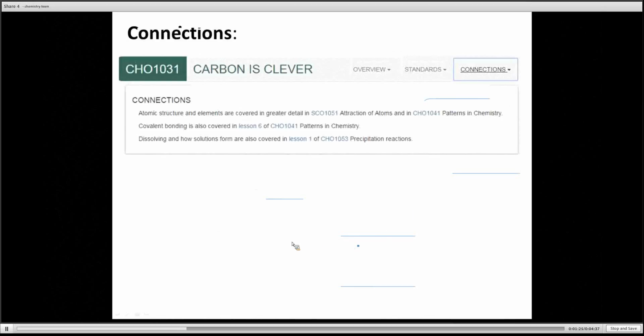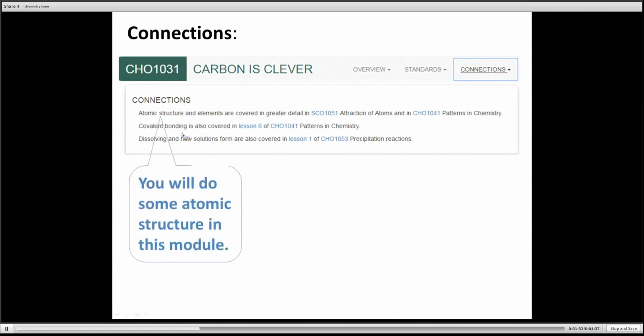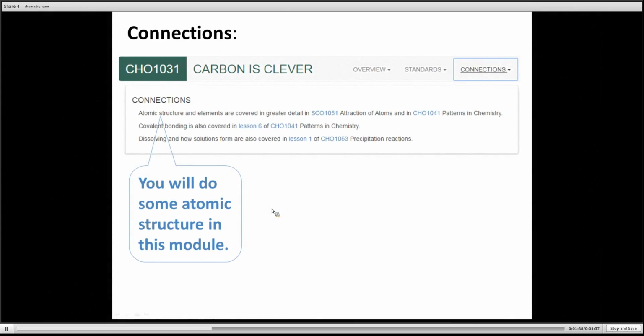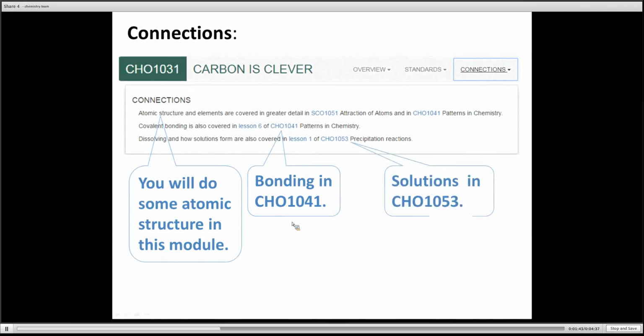Right, when you get into the last tab, the connections tab, there, if you want more detail in the different aspects, so say for instance you want more atomic structure, you can go into the attractions of atoms or patterns in chemistry module. The bonding, there's more in patterns in chemistry, and you can find out more about solutions that get done in this module. There's more in the CHO1053 precipitation reactions.